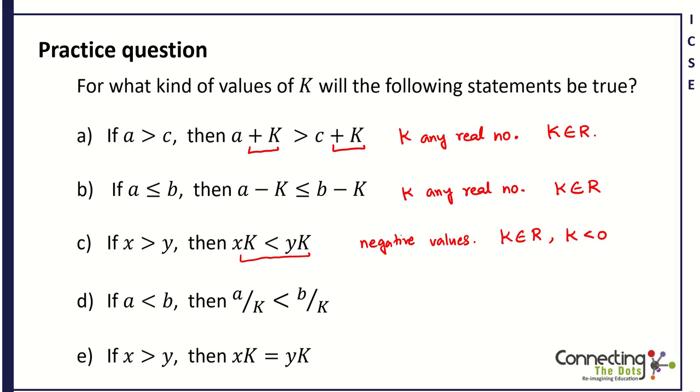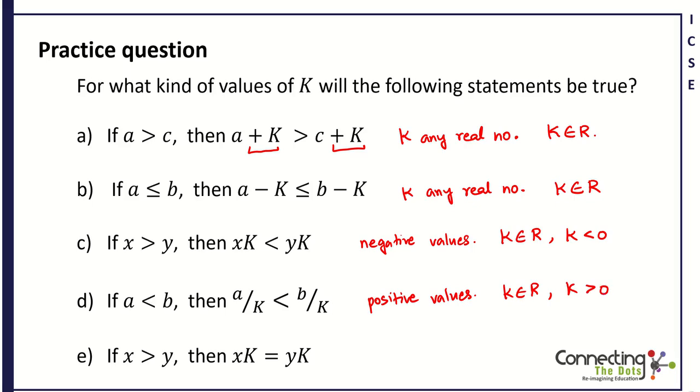Let's look at the fourth question. If a is less than b, and if a divided by k has to be less than b divided by k, it's possible if both sides of the inequation are divided by the same positive number. So what kind of values can k have? It can have positive real values. So I can write it as k belongs to the set of real numbers and k is positive.